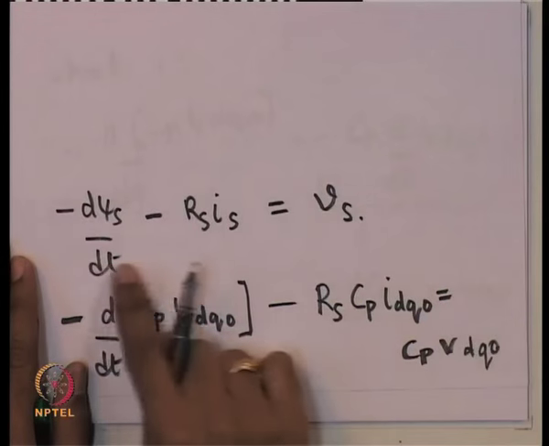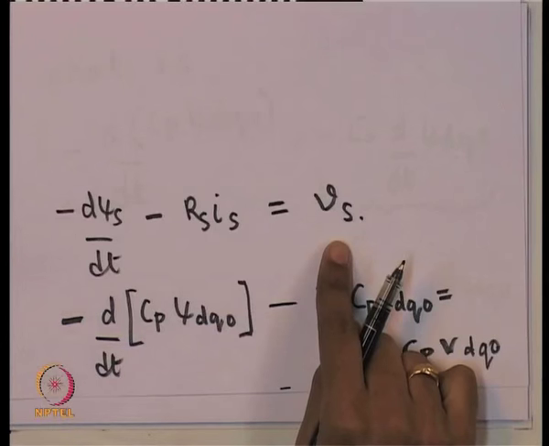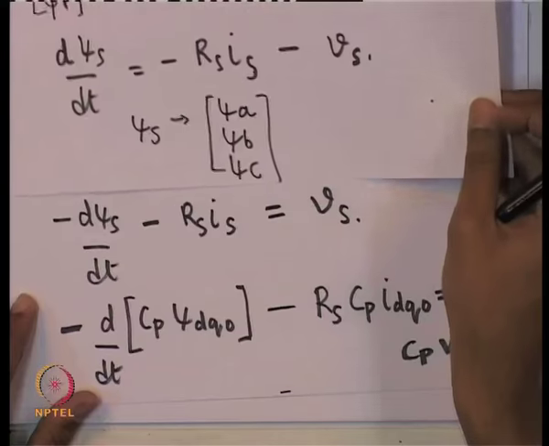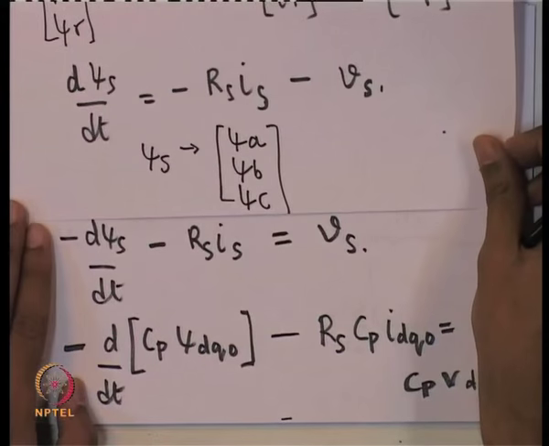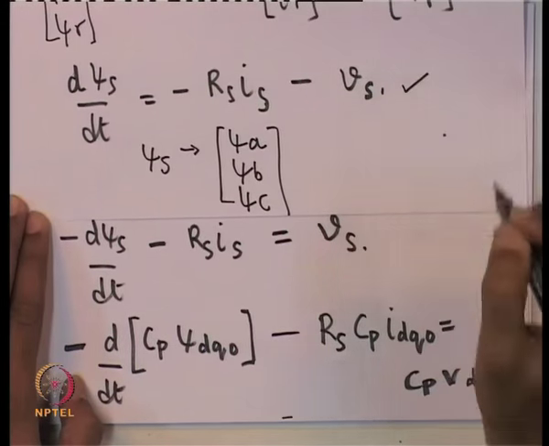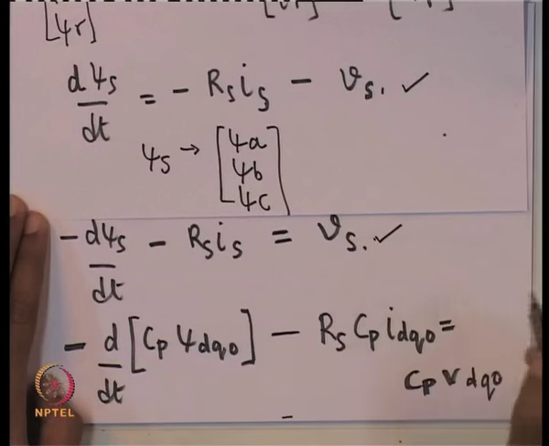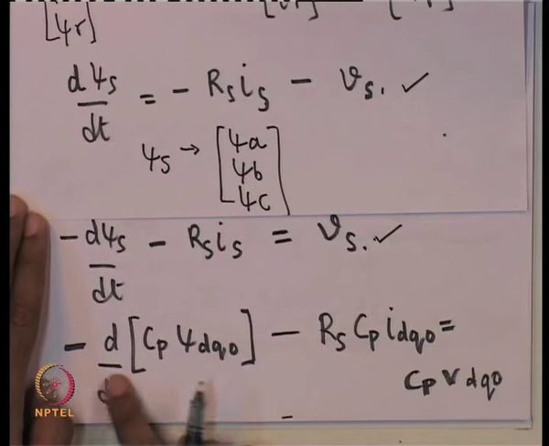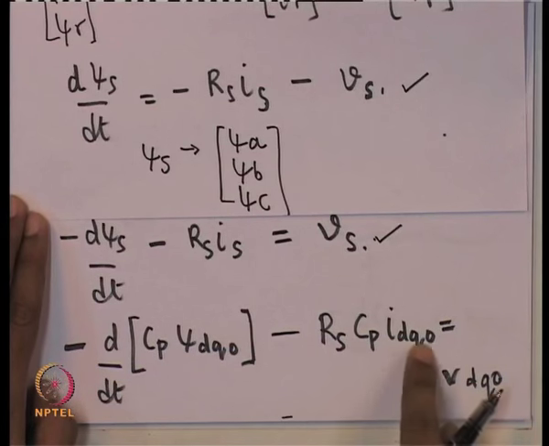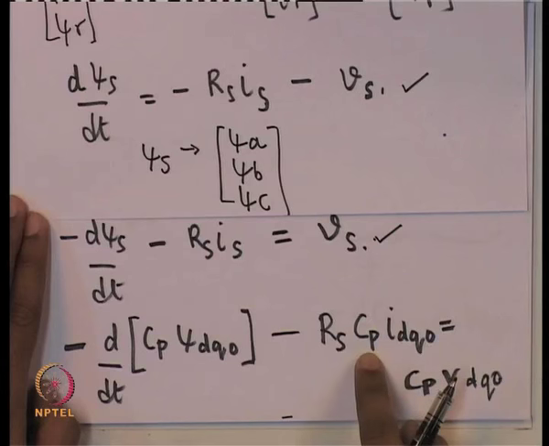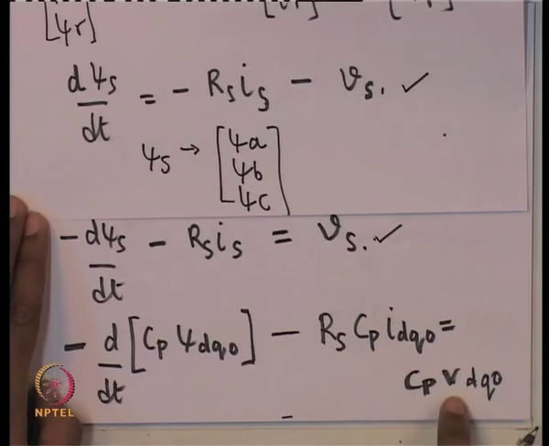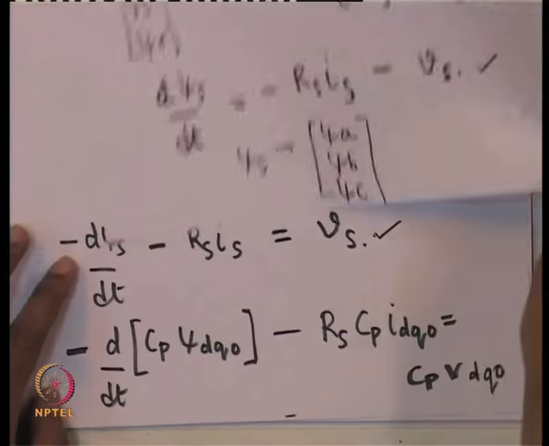Okay. So, I have just rewritten the equations, these ones. I have rewritten it like this, and in the rewritten equation I have substituted for I_s, which is nothing but I_a, I_b, I_c, by the dq0 variables. So, V_s is nothing but C_p into V_dq0. Okay.